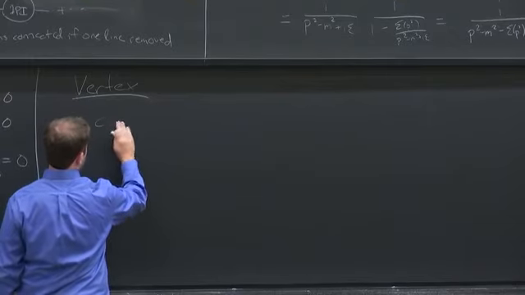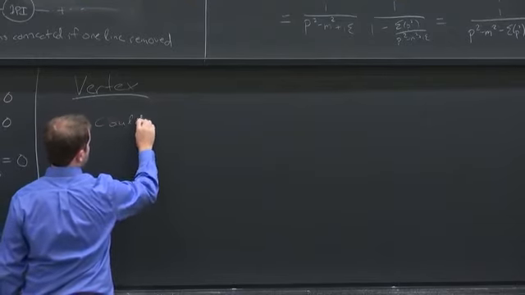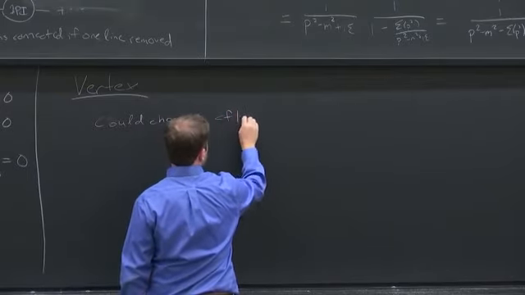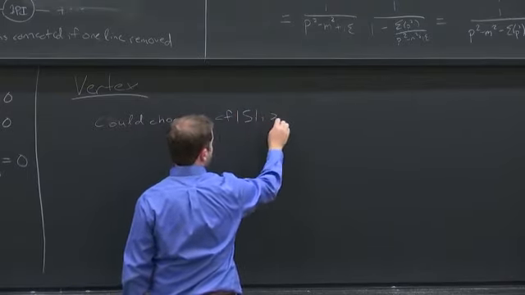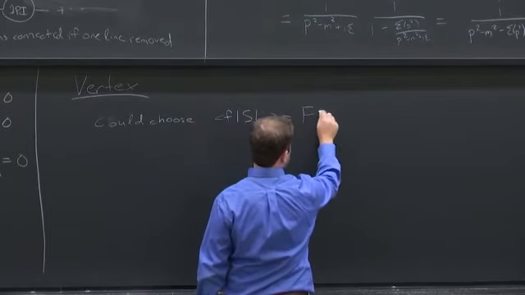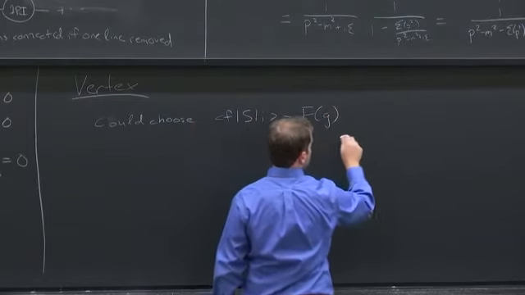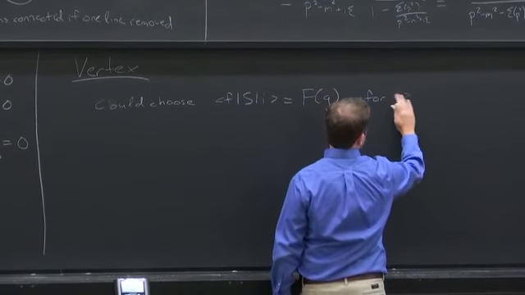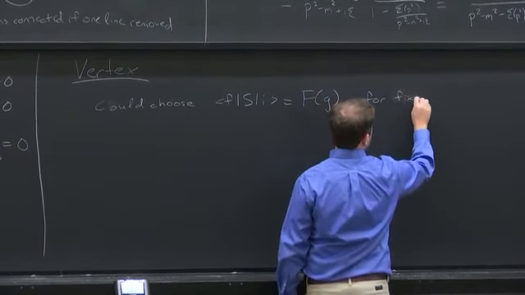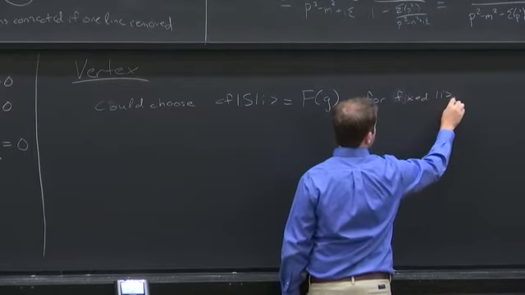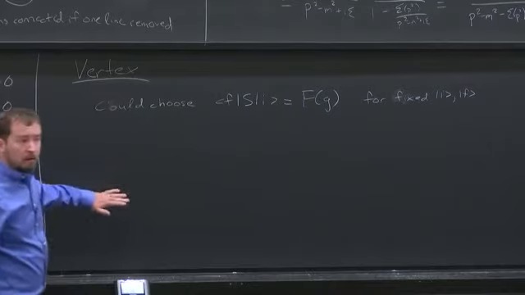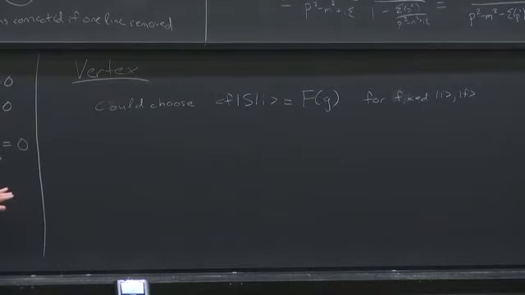One could choose to set f as I to be equal to some particular function of g, for some particular fixed given I and f. In principle, that would work. It turns out to be more difficult to do in practice.